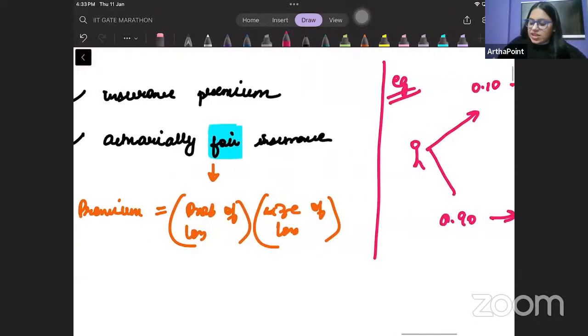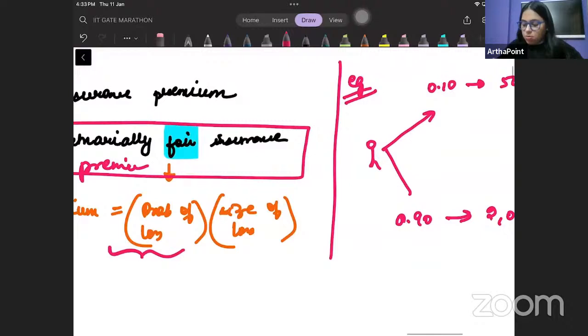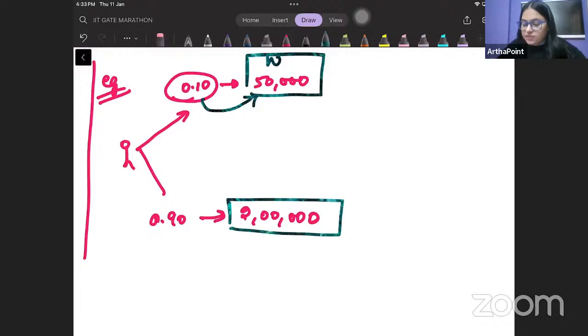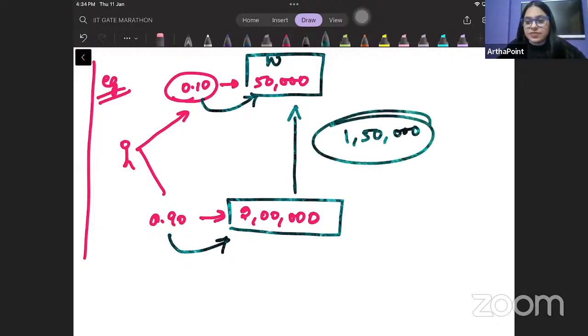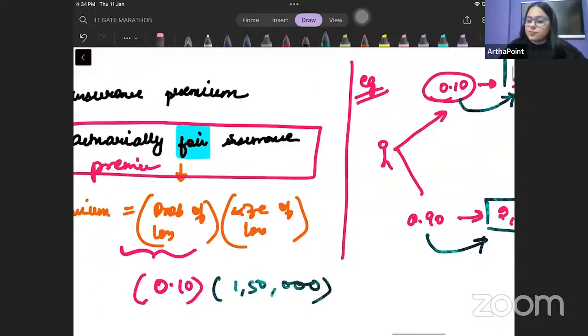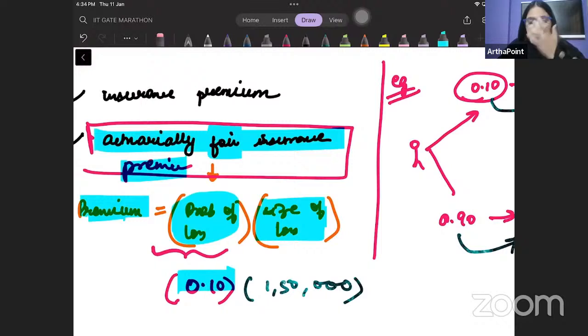And the question is asking you to calculate the actuarially fair insurance premium. So the actuarially fair insurance premium will be the probability of loss. Beta, what is the probability of loss? 10% of the time. And the size of the loss. So how much is my loss? My wealth is 50,000 when I fell ill. My wealth is 2 lakh when I am fine. So I am losing 1,50,000 when I am ill, when I am sick. So my size of loss is 1,50,000. When you multiply the size of loss with the probability of loss, that will give you the actuarially fair insurance.